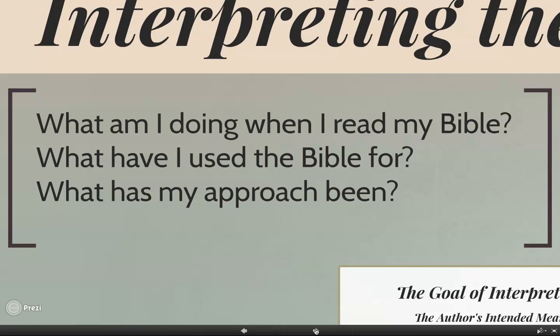There's a number of things. Not only what am I doing when I read my Bible, but what have I used my Bible for? What has been my approach to the Bible? As I think back on my own time, I first read the Bible seriously when I was 13 years old, when I heard the gospel for the first time at a Christian rock concert of all places. But I was thinking back in those days when I went to my Bible, probably before my seminary days, there was this sense I was going to it to see if God was speaking to me in any particular way.